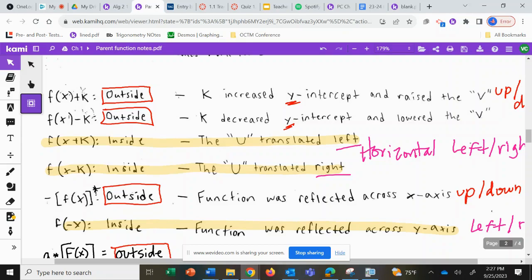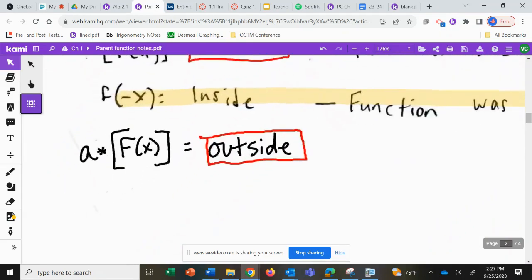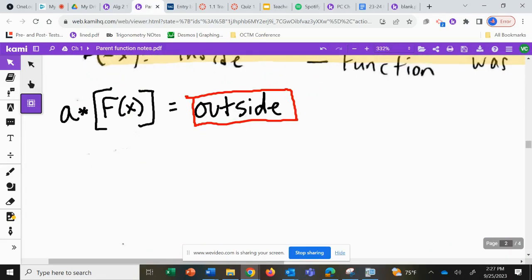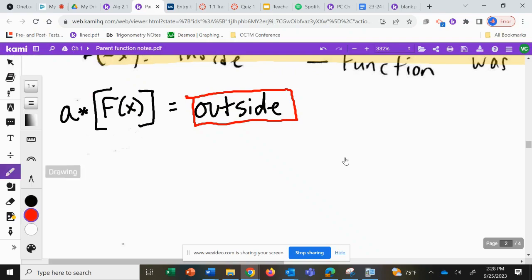So what we're learning new today is we have a number being multiplied on the outside of the function. If I have a number being multiplied on the outside, is that going to be up or down or left and right? Up or down, because everything on the outside is an up and down vertical thing. I'm saying up and down, but really I'm going to use the word vertical.